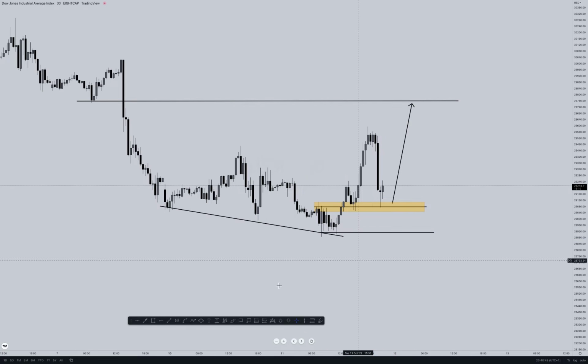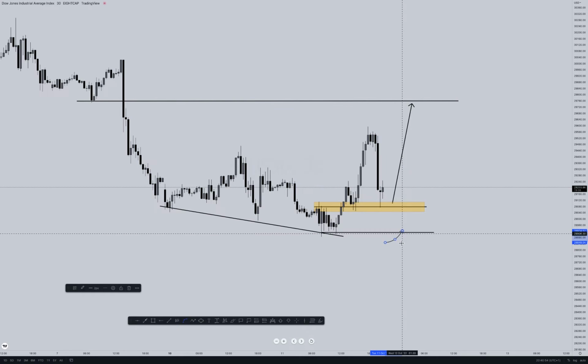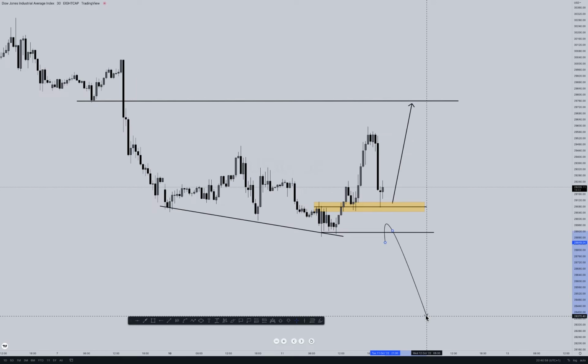Below this area, that means to make this area invalid, right? So sales below this zone, right? But buys above this zone. You understand? So look out for sales below this zone. I'm looking out for buys above this zone. So looking out for buys here.